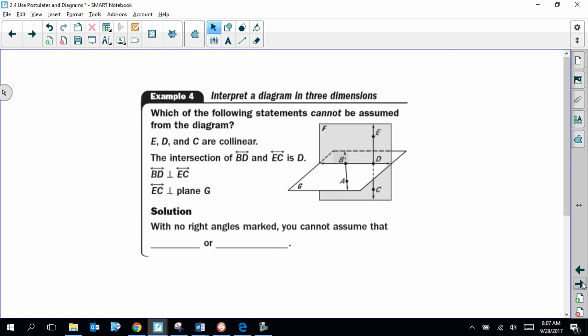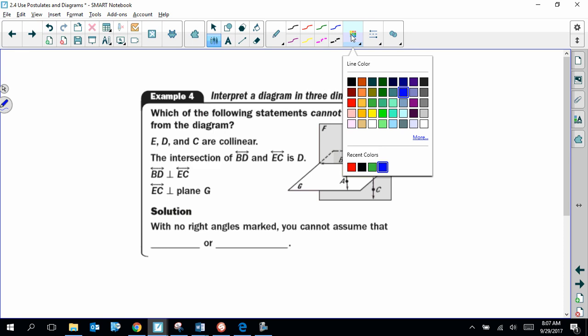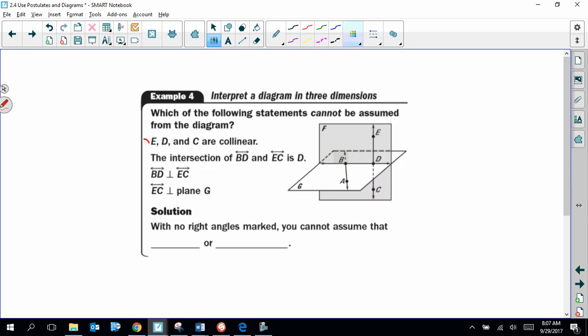Here, which of the following statements cannot be assumed from the diagram? So we have these statements here. We want to know which ones we cannot assume something is true about. So let's take a look at them one at a time. Let's look at this one here in red. E, D, and C are collinear. Well, here I have E, D, and C, and we have a straight line going between all three of them. So I would say that is a true statement. I can conclude that.